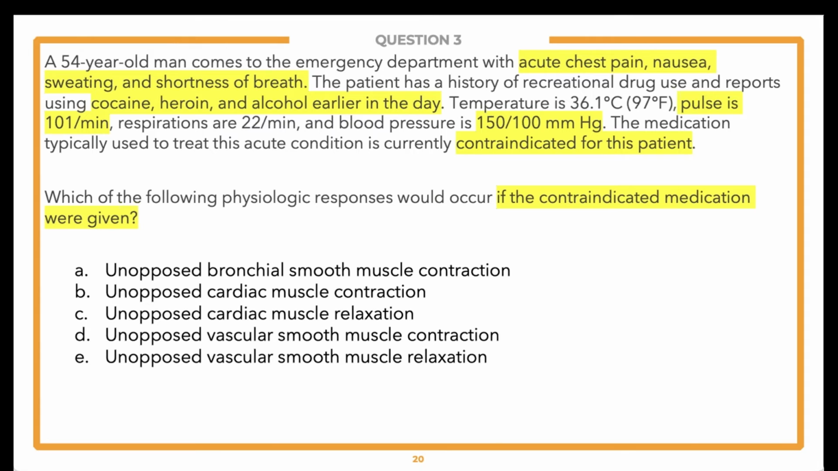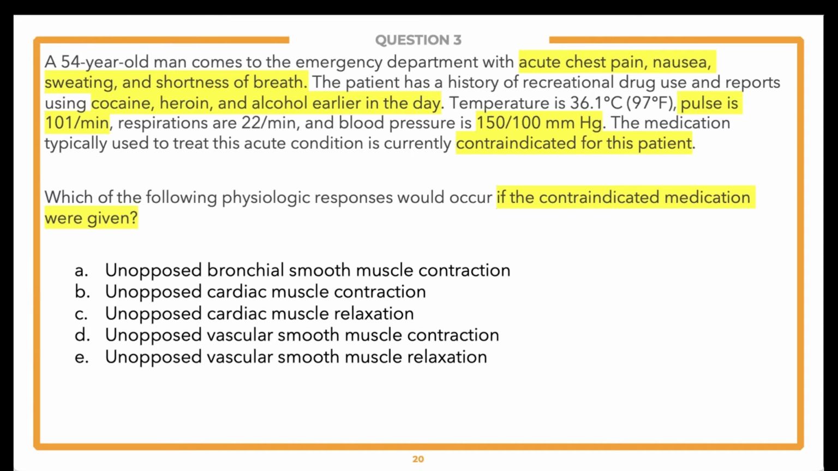Again, the wording is tricky and there are a lot of similarities in the options here. You want to think about what drug we're talking about, what the effect of that drug would be, and why it's contraindicated in this patient and what's happening. Take a second, read over the question, and come up with an answer.